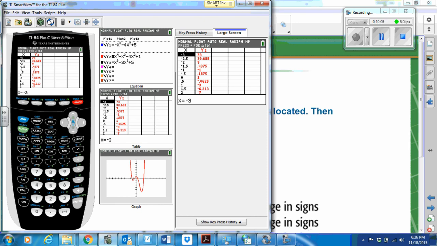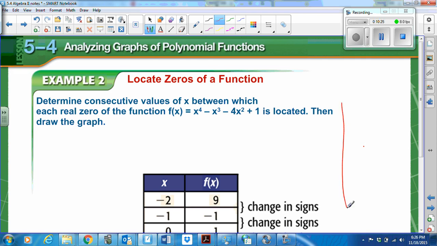And if we keep scrolling down, we should see this sign more. And we see that it changes between 2.5 and 3. So we could write down that table and then sketch a graph from it.